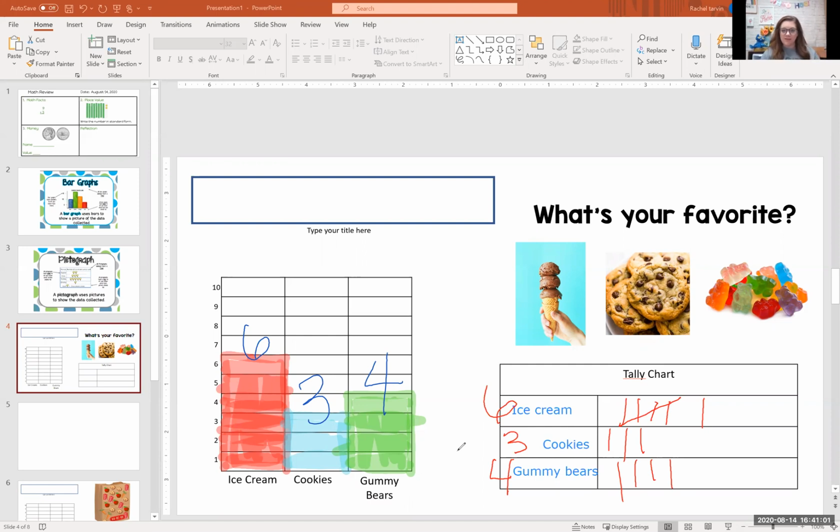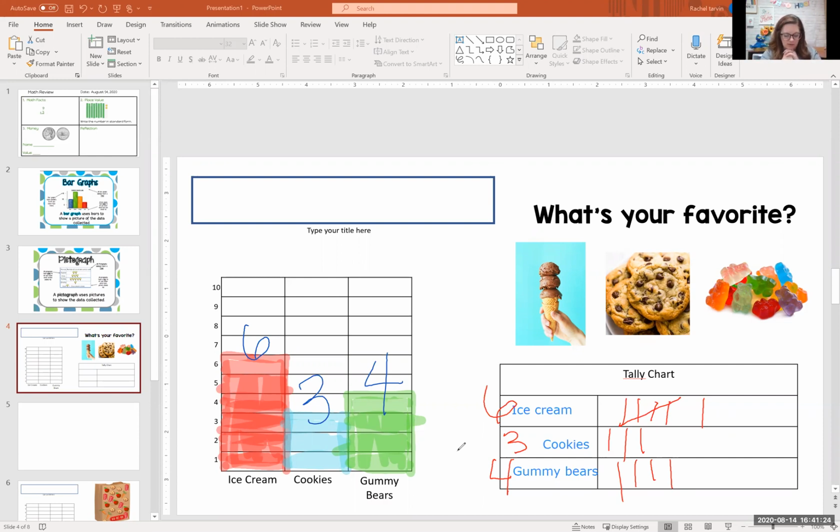All right, it looks like I'm not done. I still have to write a title. Can you guys help me think of a title? Remember, titles need to match what our data is showing. So our data shows ice cream, cookies, and gummy bears. We don't want our title to be ice cream, cookies, and gummy bears. We need to think of a title that can show all of those things.